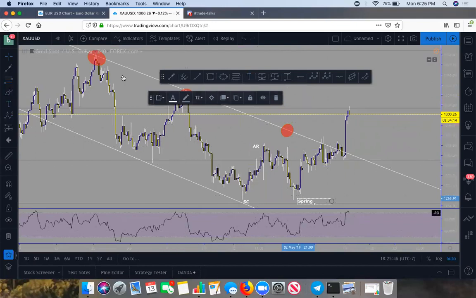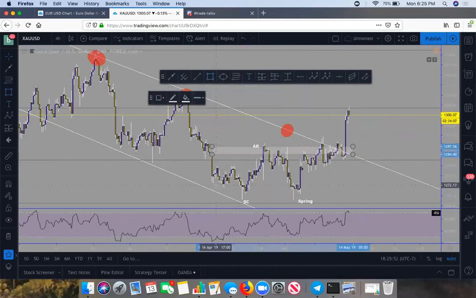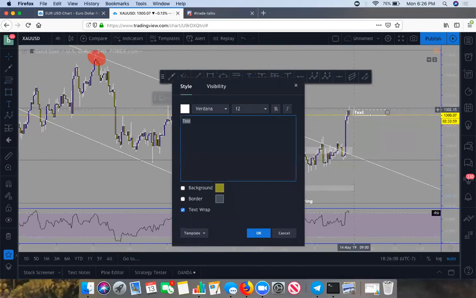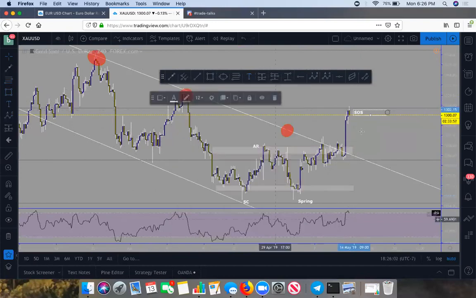This move out of this box, let me draw some rectangles. So this is like our consolidated area right here. This is where the accumulation is happening in this area. Once it breaks out of this area, we call this a sign of strength. Sign of strength, SOS, means we kind of change direction and we're on the way up. Oftentimes after the sign of strength, it will come back and test this level.